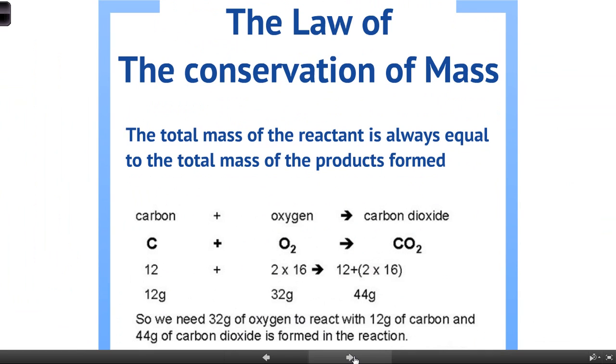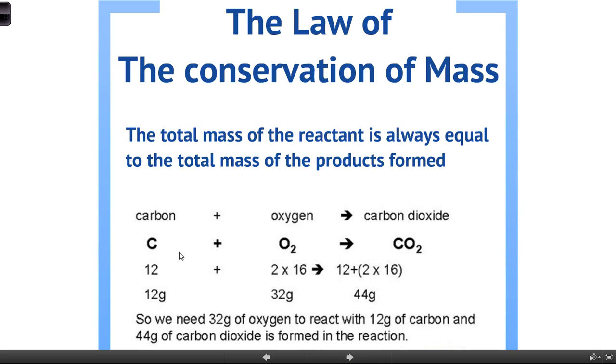Alright, so the last little bit that I wanted to talk about is the law of the conservation of mass. So the total mass of the reactants is always equal to the total mass of the products formed. So in a chemical reaction, the mass is conserved. It doesn't change. The total mass of what we start with, the total mass of the reactants, equals the total mass of the products, what we finish with.